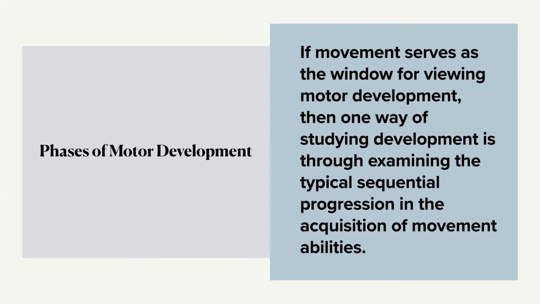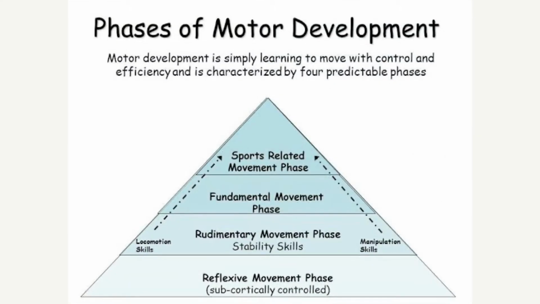As I have mentioned to you, the different phases of motor development is one of the ways by which we can understand or develop the appropriate activities for our students. So the typical sequence of how movements are acquired is very important for us to know so we can give the appropriate activity or task. So motor development is simply learning to move with control and efficiency and characterized by 4 predictable phases.